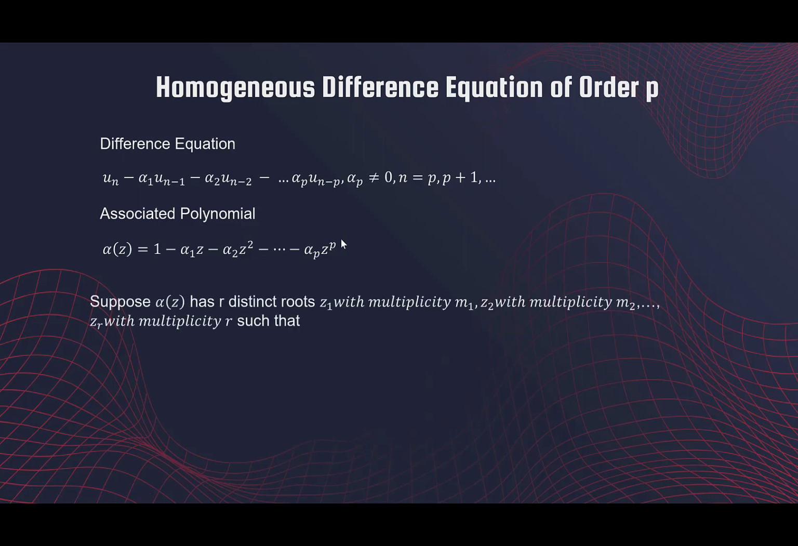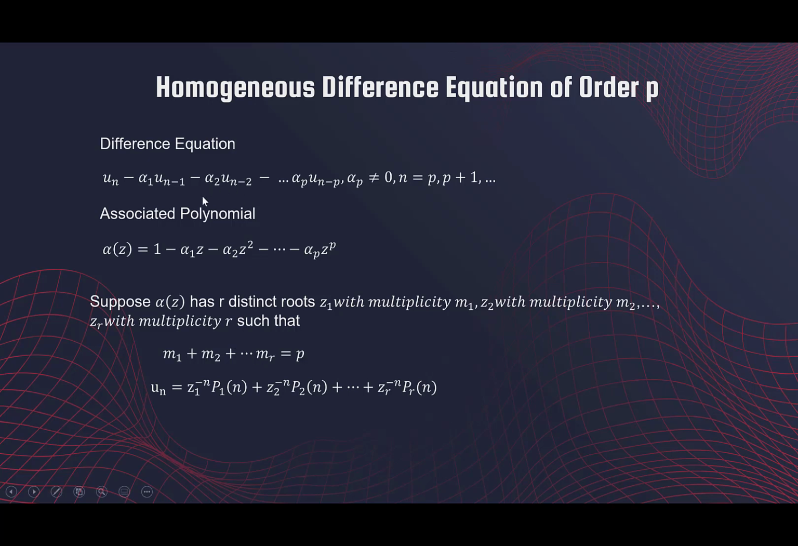And now things get a little bit more general. So this is an equation of order p. It has p roots, but it's possible some are distinct and some are not. So we are going to assume that this polynomial has r distinct roots. Okay, so r is going to be less than or equal to p. It has r distinct roots, and say z1 is the first root with multiplicity m1, z2 is another root with multiplicity m2, and so on. Then zr is the root with multiplicity mr. And remember that when we sum all of the multiplicities, it has to be equal to p.